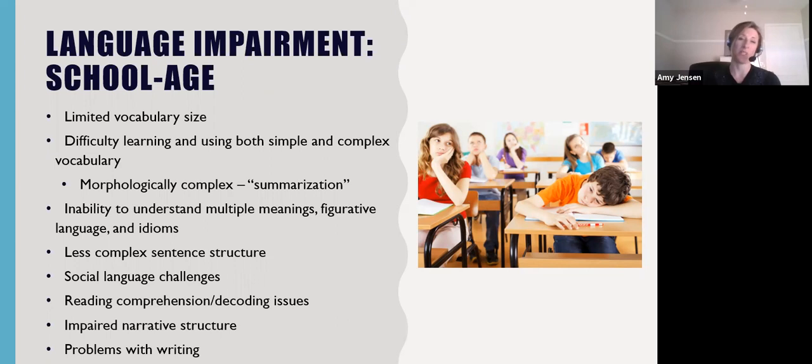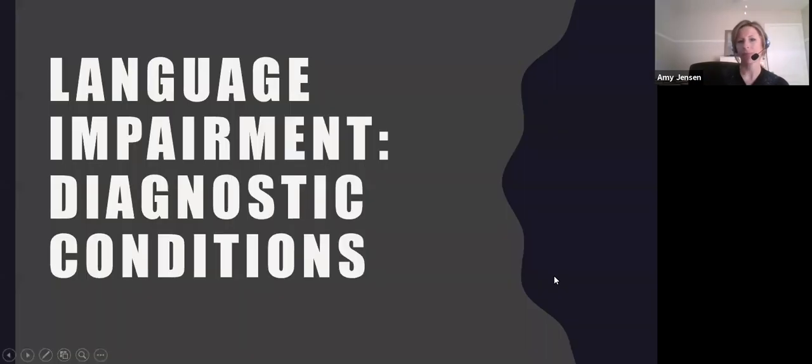Figurative language will be difficult. Less complex sentence structures might be used. Social language challenges, so issues with pragmatics. Reading comprehension, decoding issues, so problems in the written component or written modalities of language. Impaired narrative structure, they may have difficulty telling a story, and problems with writing. So moving on, we're going to talk a little bit about some of the diagnostic conditions of language impairment.